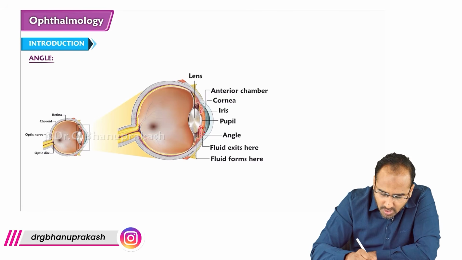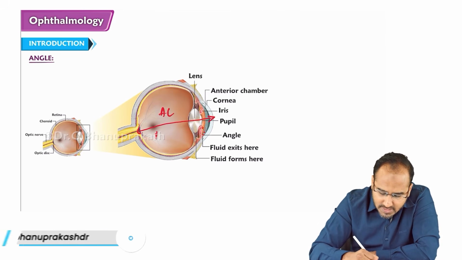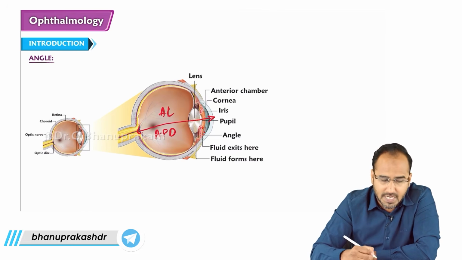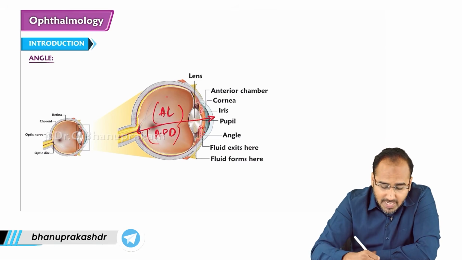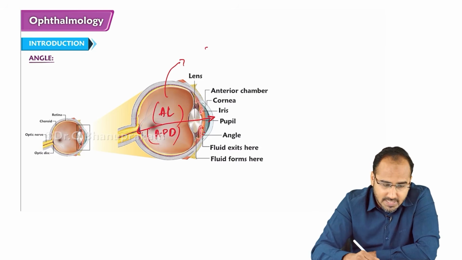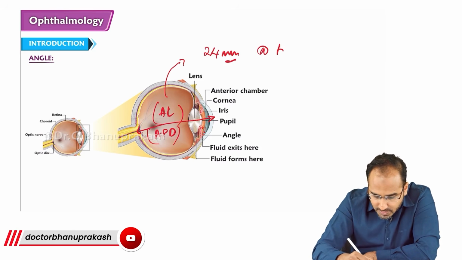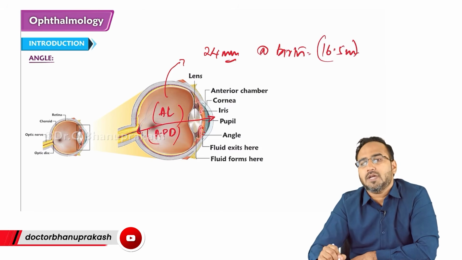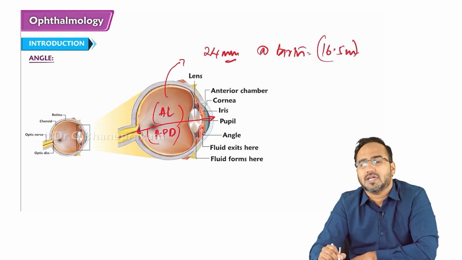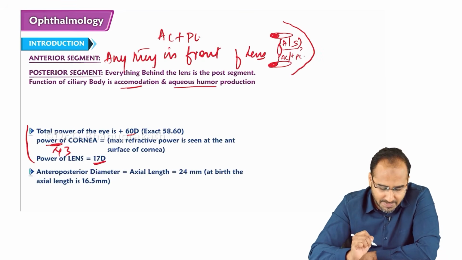Now guys, look over here. The length from the cornea till the last part of the retina is called the axial length, or the anterior posterior diameter. The axial length or anterior posterior diameter of the eyeball is 24 mm. And at birth, this diameter is 16.5 mm. These values you have to remember, guys. This is regarded as the anterior posterior diameter of the eyeball.